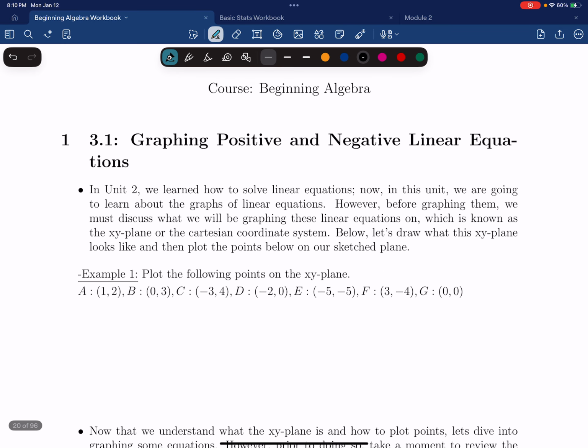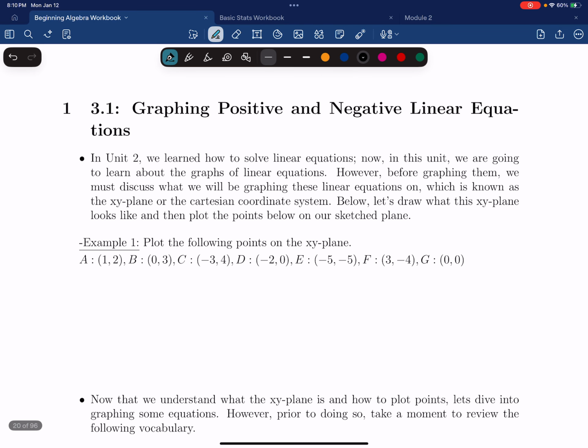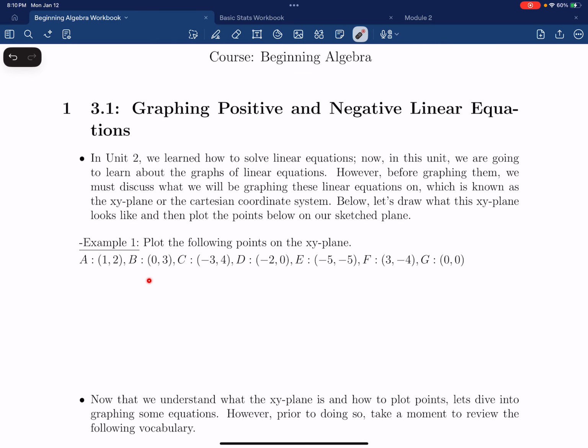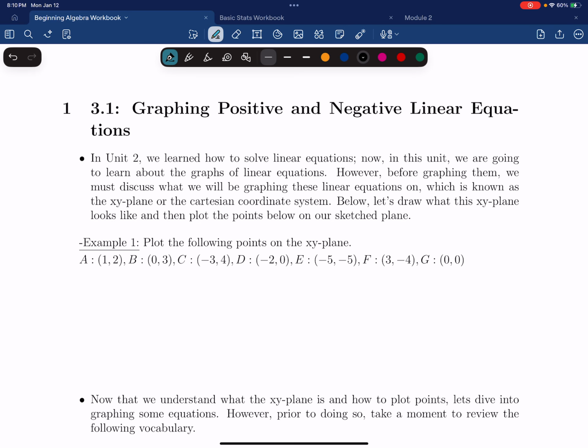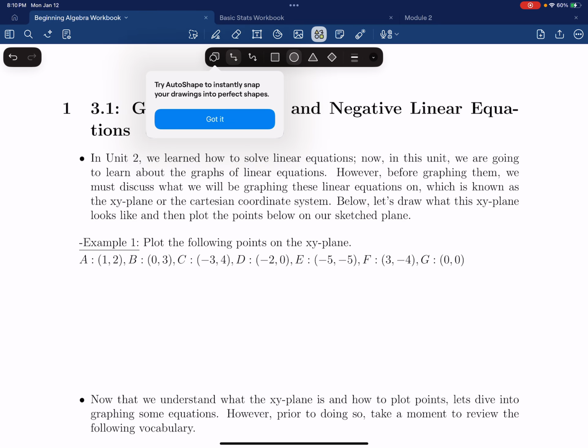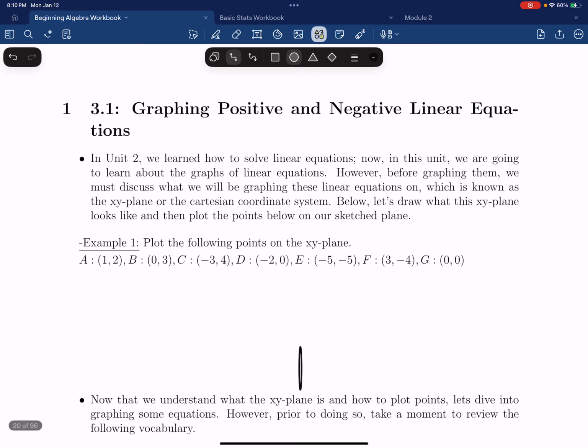So below, for our first example, we're going to draw out what this xy plane looks like, and then we're going to plot all these points below on that xy plane. So let's see here. I'm going to first start off by drawing a vertical line like this, and then I'm going to draw a horizontal line like this.